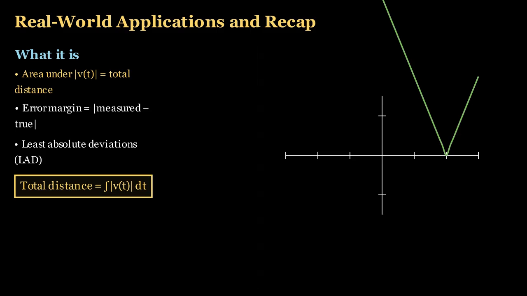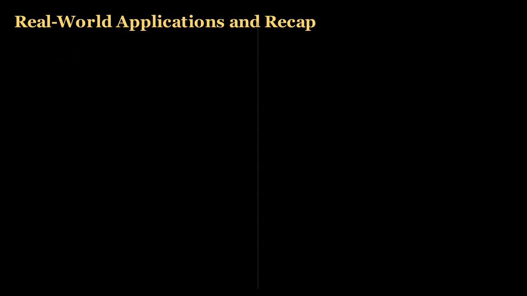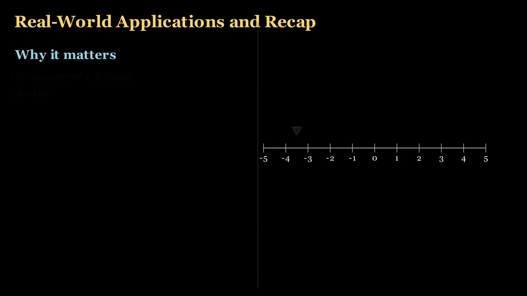Why do we need these applications? Imagine a car that drives forward 10 meters, then reverses 5 meters. Its displacement is only 5 meters from the start, but the odometer shows 15 meters of total travel. The absolute value is what the odometer uses, it counts every meter, regardless of direction.